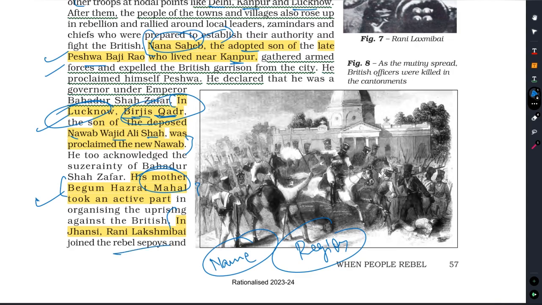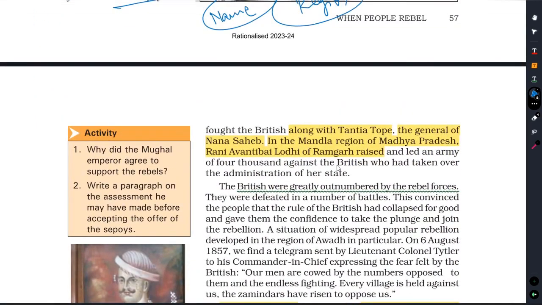In Jhansi, Rani Lakshmi Bai, along with Tantya Tope, general of Nana Sahib. Tantya Tope was the general of Nana Sahib. He helped Rani Lakshmi Bai later. In the Mandla region of Madhya Pradesh, Rani Avanti Bai Lodi of Ramgarh rose.